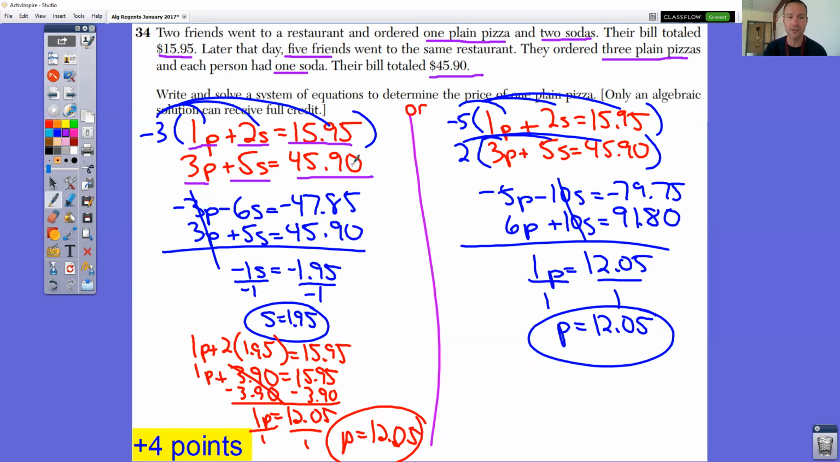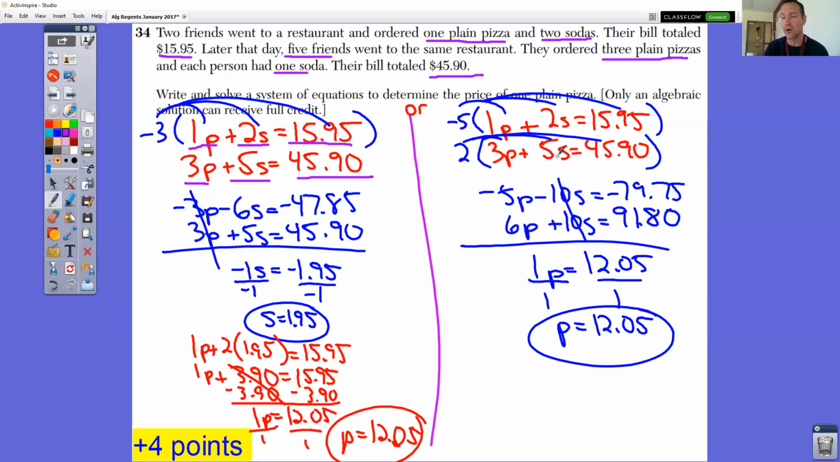So these are the 2 equations. You could multiply to create opposites with your P's. That's what I did on this side. I made opposites with my S's over here. We can make opposites with our P's by multiplying by -3 to create a 3P and a -3P. Distribute, distribute, distribute. Don't forget to do that. And so then we have opposites with our P's. We would add going down, and we get that a soda is $1.95. Take that $1.95. You can choose either equation and sub it back in, and we get that the price of a pizza is $12.05.